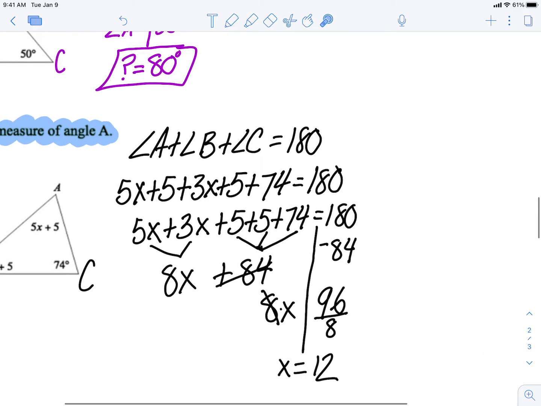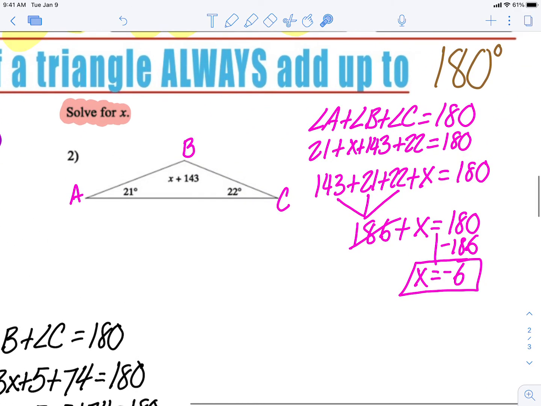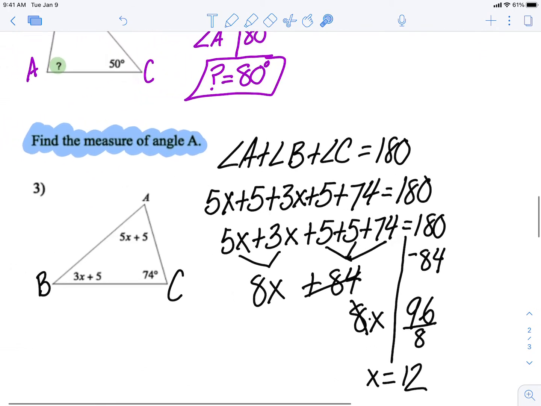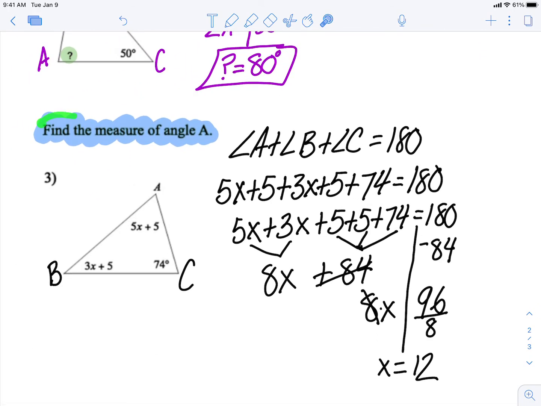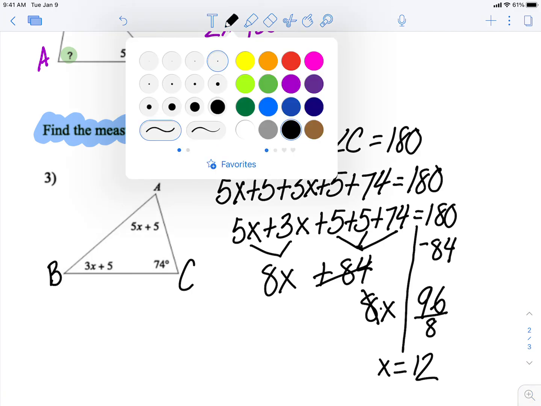Now, let's look back at example 2. Example 2 says solve for x. That's why we stopped right here. But example 3 says find the measure of angle A. It does not say solve for x. So we need to find angle A.